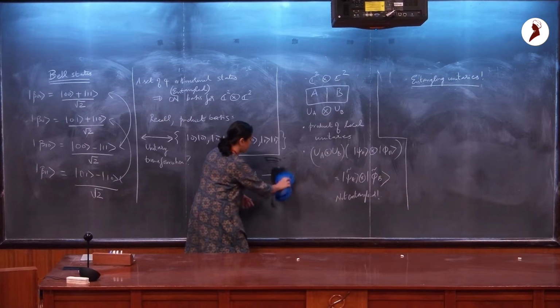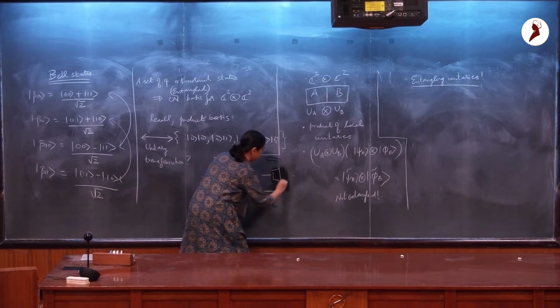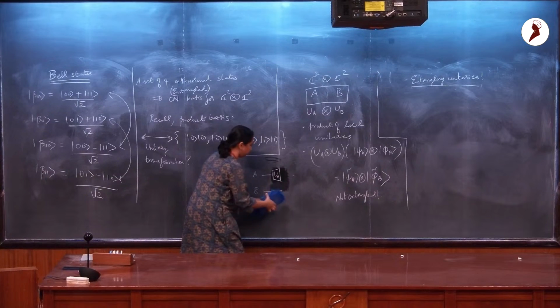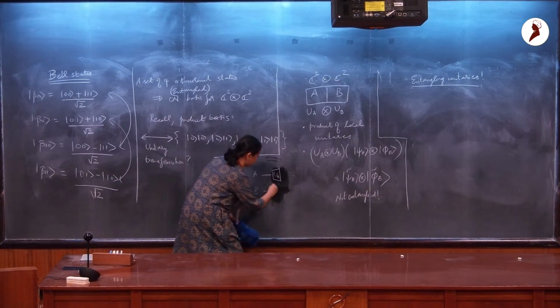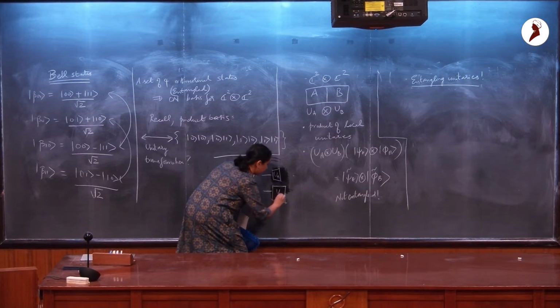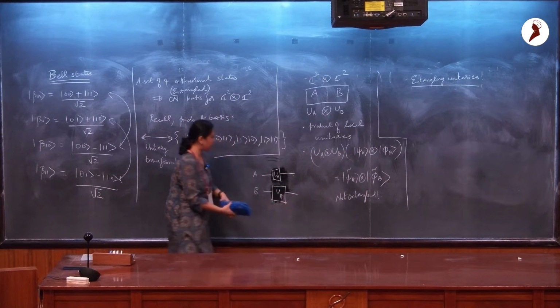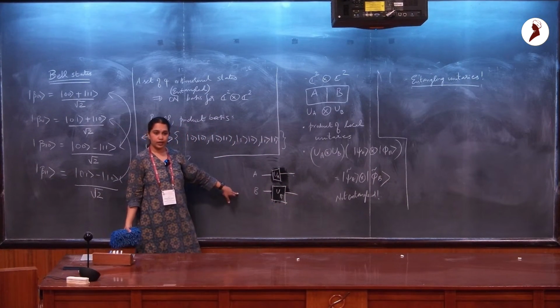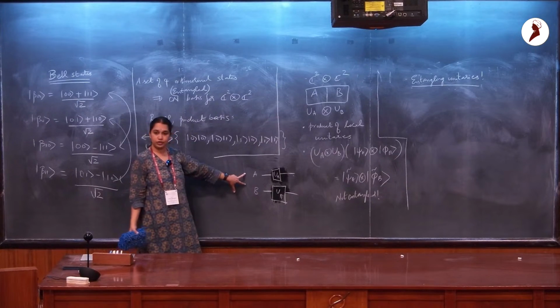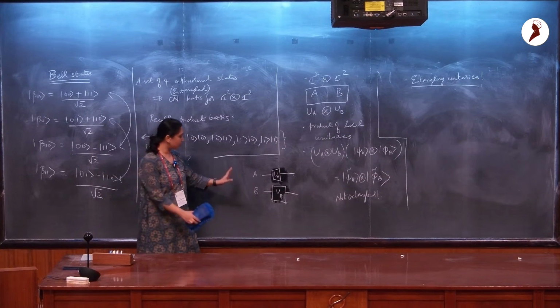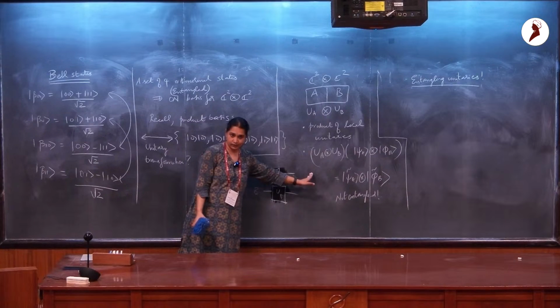So this is basically a circuit like this, right? It's a picture like this where I'm doing something to subsystem A and something else to subsystem B completely independent of each other, right? And this is only going to take product states to product states.